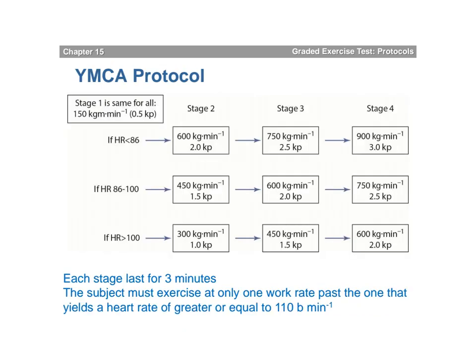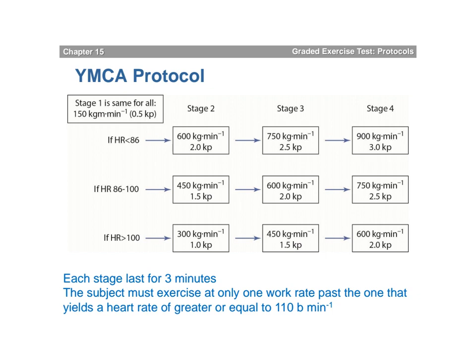The YMCA protocol is quite a nice protocol. It makes use of the observation that the relationship between VO2 and heart rate is linear between 110 beats per minute and 150 beats per minute. And therefore, it only requires a subject to exercise at one more work rate past the one that yields a heart rate greater than or equal to 110 beats per minute. And then from there, we can do a linear extrapolation to the person's maximal heart rate.